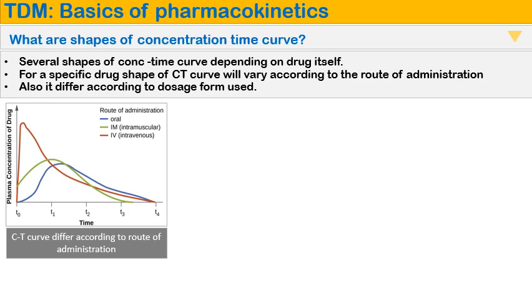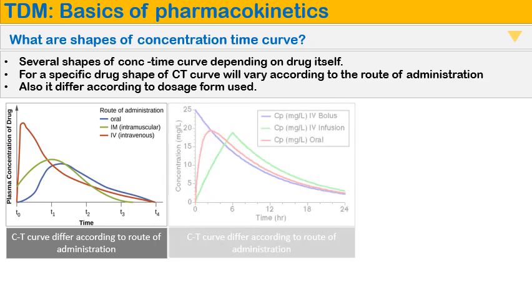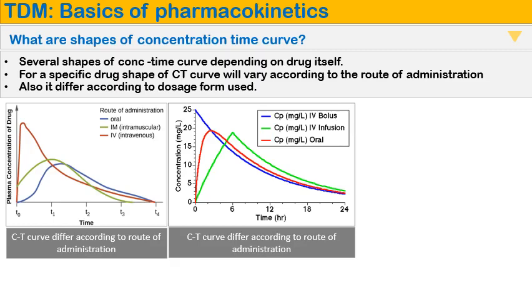We have three curves that differ according to the route of administration. The highest plasma concentration represents the IV administration. For IM, the maximum concentration is lower than that of IV. For oral, there is a lag time and the maximum concentration is either lower than or equal to that of IM.